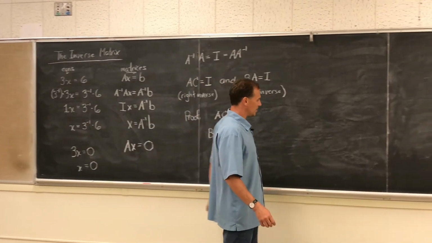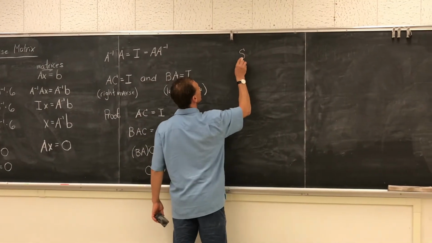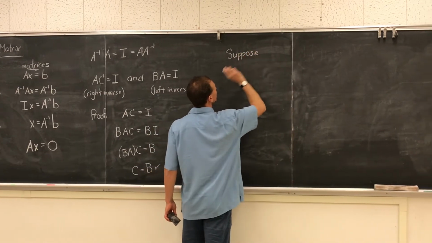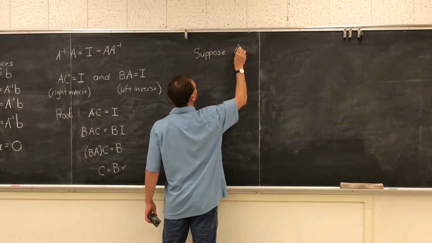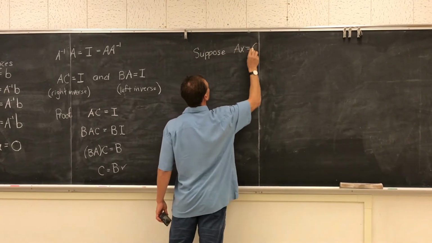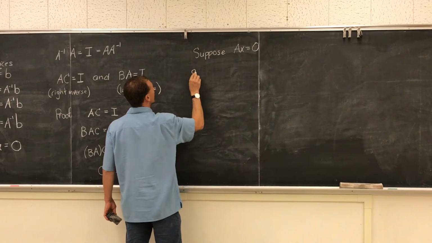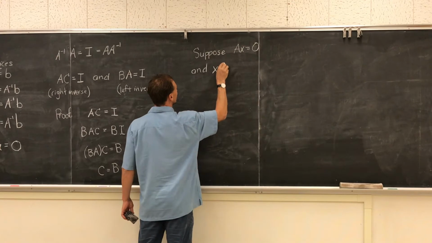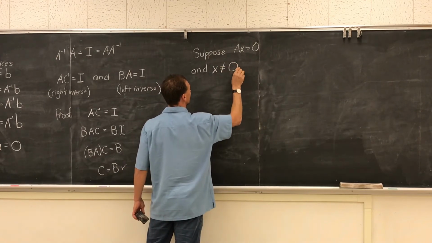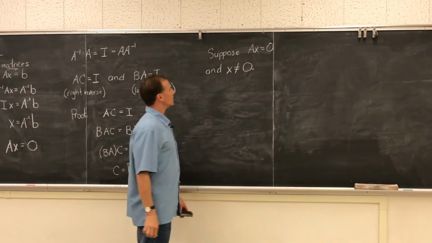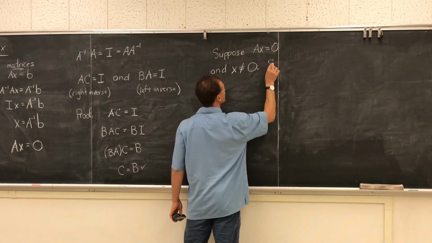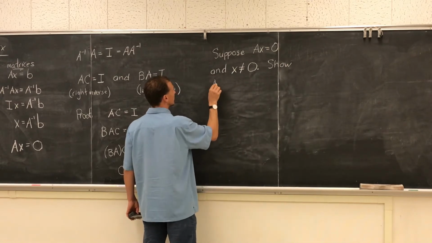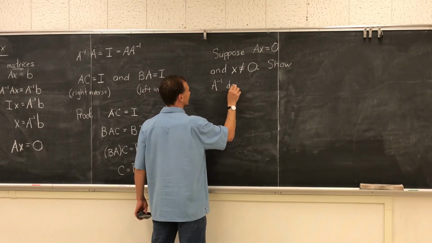So let's come over here. We're going to do another one. Suppose that AX equals 0 and X is not the 0 vector. I'm going to talk about that in a moment. Show A inverse does not exist.